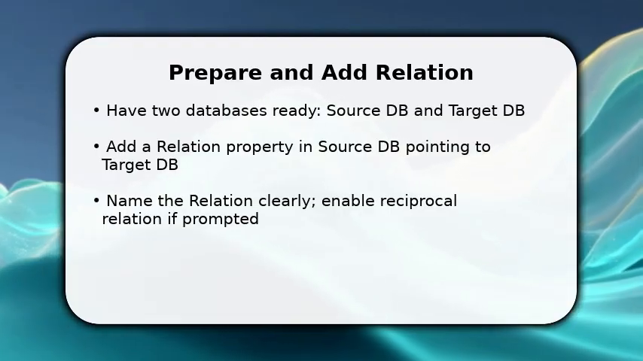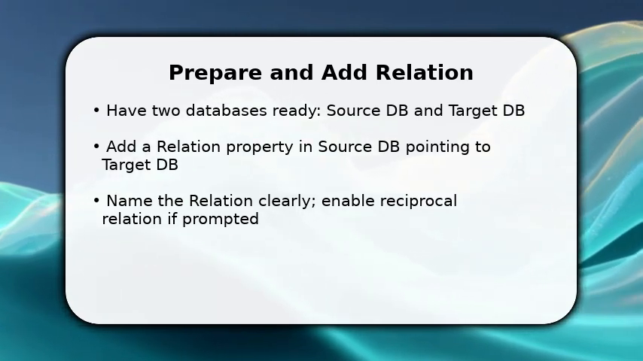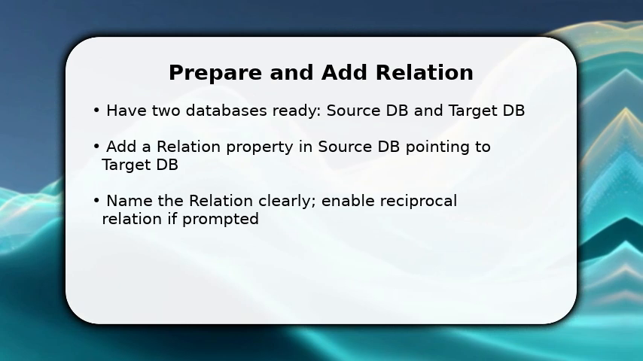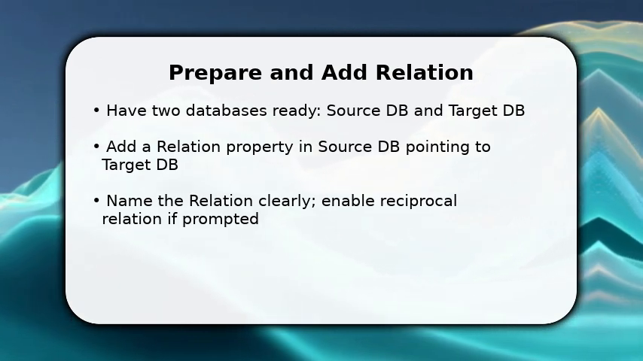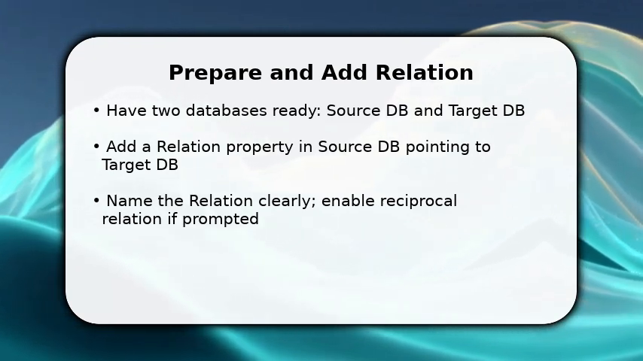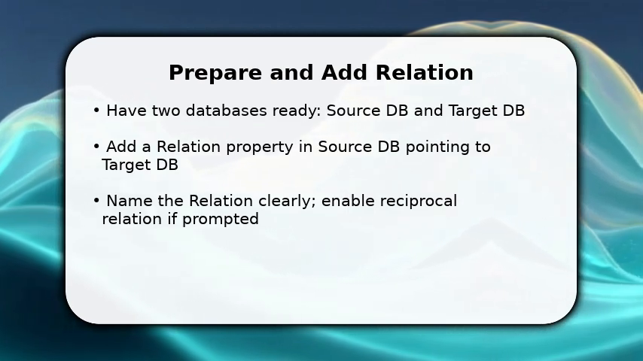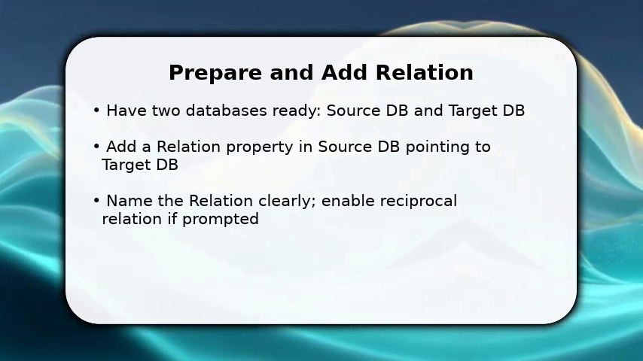You start by confirming both databases exist and have clear key properties. Once done, open the source database and add a relation property. Select the target database as the linked table. Name that relation so you'll remember its purpose, and make sure to enable the reciprocal link when Notion asks. This creates the two-way connection automatically.